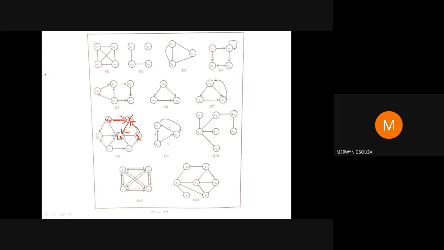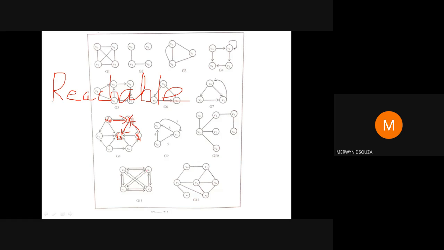Next definition that you need to know: reachable. If there's a path P from a vertex U to a vertex V, then vertex V is said to be reachable from vertex U via the path P. So if there's a path between two vertices, we say that the two vertices are reachable via that path. You can take any example.